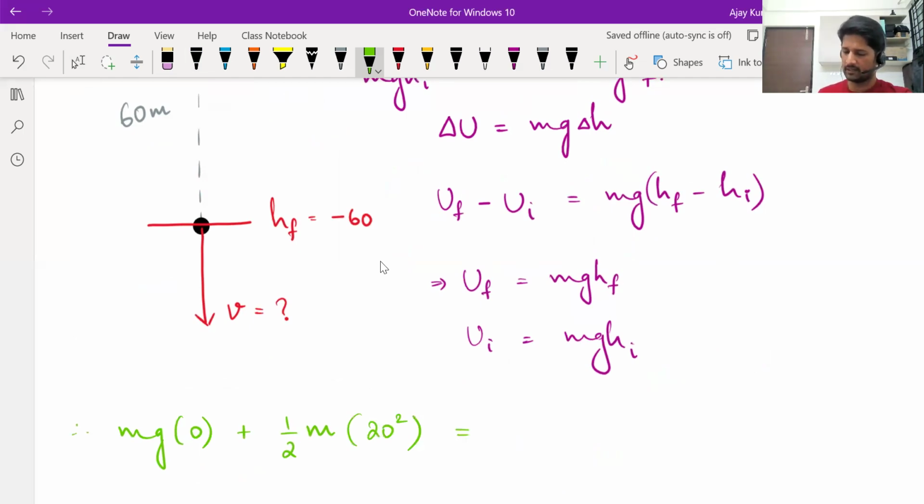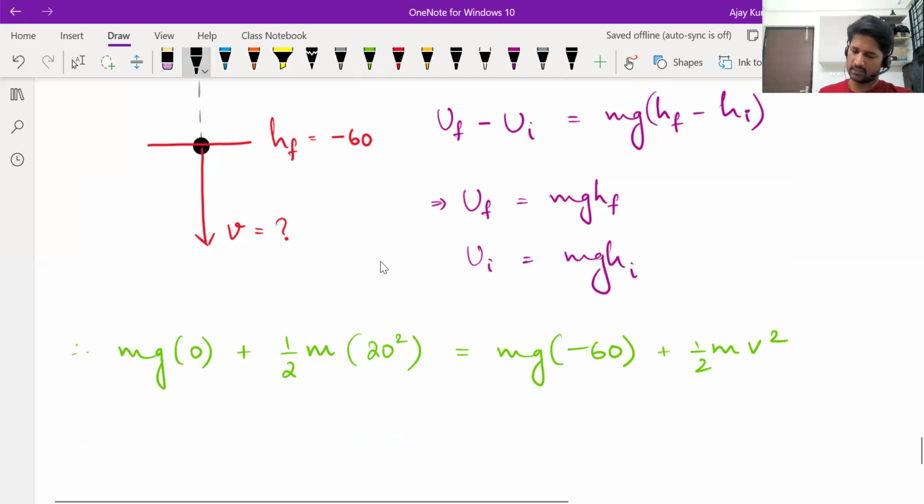is equal to final gravitational potential energy, mg into final height. Final height is minus 60 because it is 60 meters below the initial value. And final kinetic energy, half m v square. V is what we need to calculate. M can be cancelled. Substitute g as 10. The first term is 0 anyway.